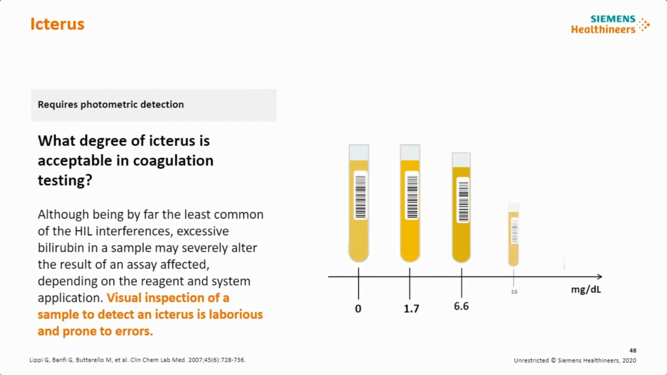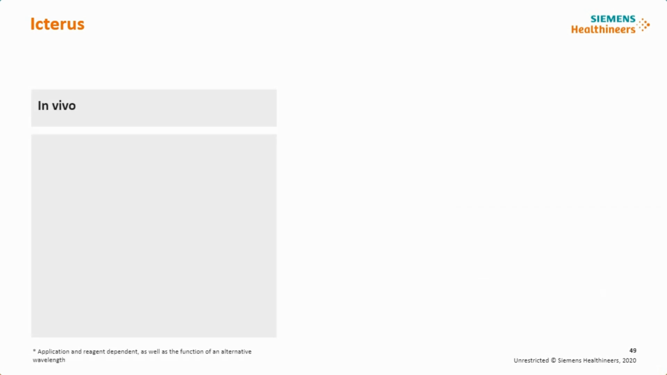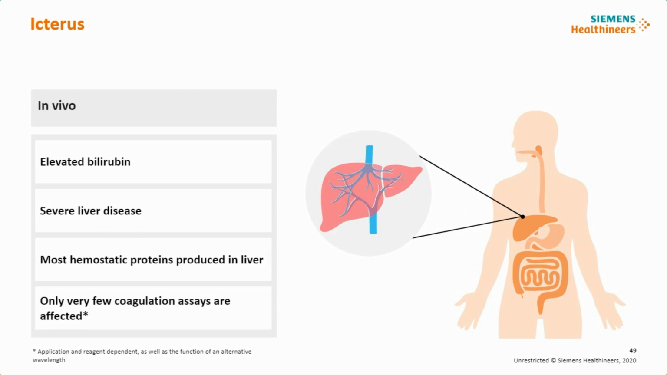Icterus, again, is primarily a visual inspection, looking at the degree of yellow that the sample is. You can see, again, it could differ from me, from my colleague, and so on, making the visual inspection extremely challenging and difficult to detect. But from an in vivo perspective, icterus could be the result of elevated bilirubin, severe liver disease, something that could cause an excess amount of bilirubin to be present in the human body.